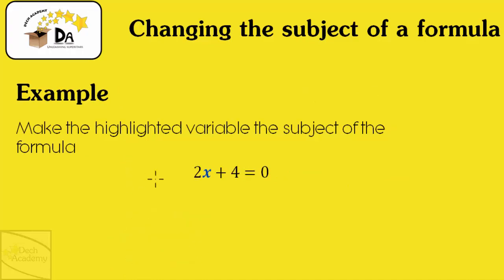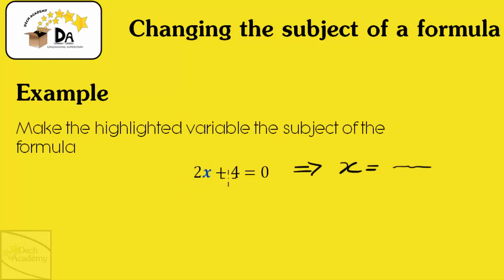Here's another example. Same question, make the highlighted variable the subject of the formula, but this time the formula is different. Here the equation is 2x plus 4. As it stands, we have 2x and 4 on the left hand side, but we want to go to an equation of the form x equals something. So let's start by getting rid of the 4 on the left hand side, because we only want x on the left hand side, as you can see here.